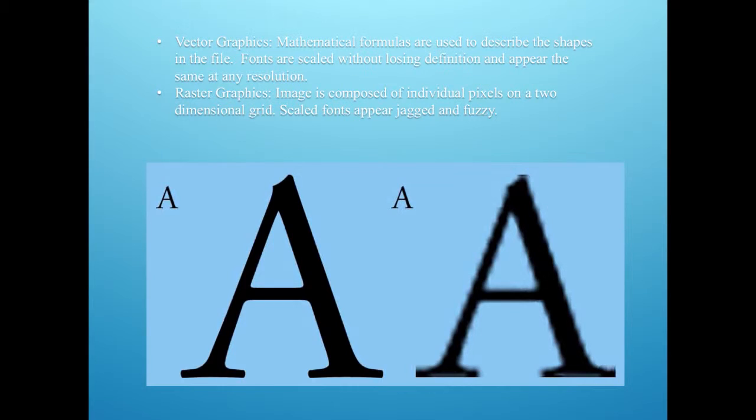Vector graphics uses mathematical formulas to describe the shapes in the file. So when you scale your fonts, they look sharp because it doesn't actually commit to the shape until you are outputting it. Raster graphics, your image is composed of the individual pixels on the two-dimensional grid, and when you scale it, it will anti-alias, and then you get this fuzzy edge. Anti-aliasing is when the computer senses two colors are far apart and it tries to get them closer together to make it look smoother.